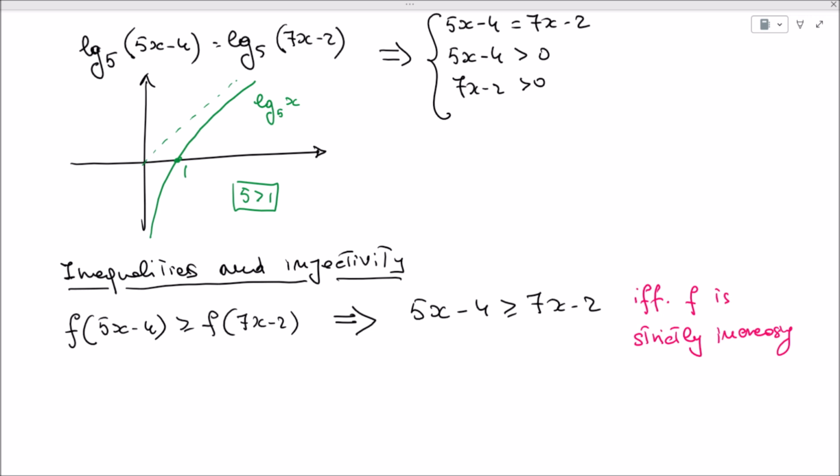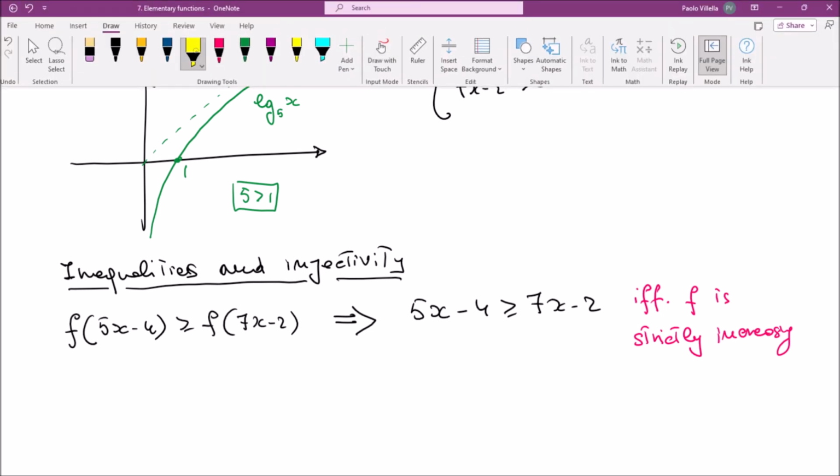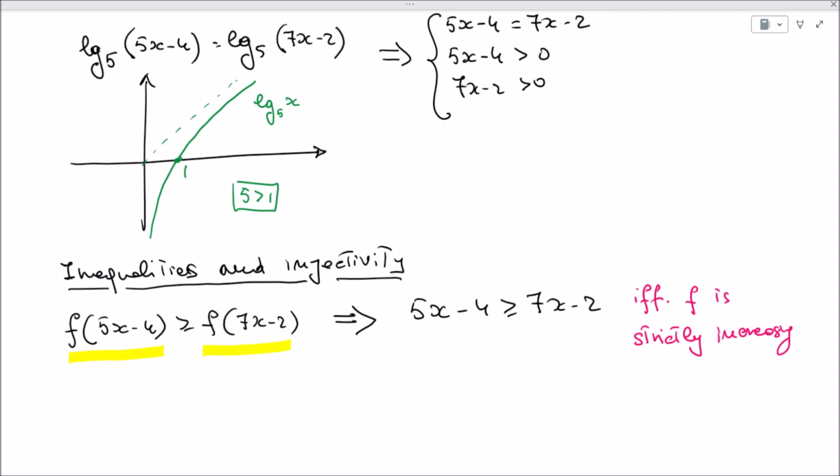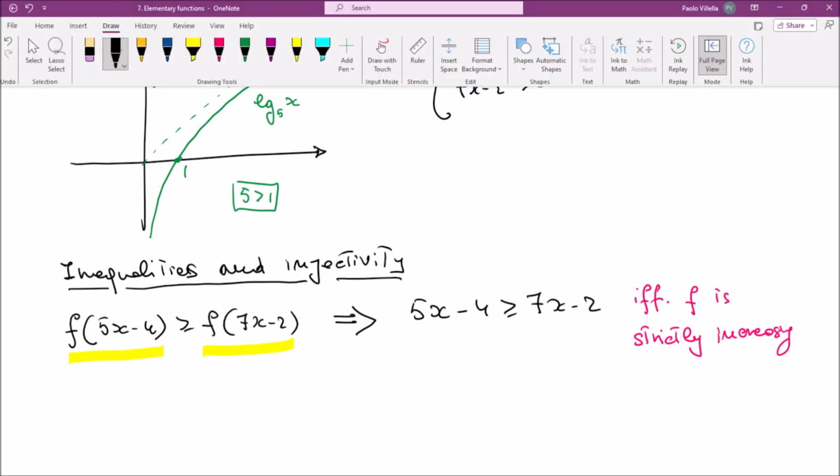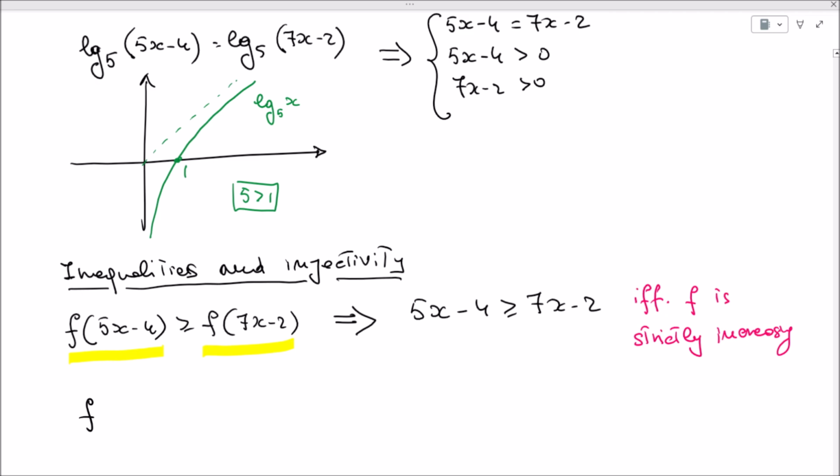Right? So, in other words, from the initial inequality, we can eliminate f and just work on the arguments of f only if we know that f is strictly increasing. In fact, just reminding ourselves what the definition of a strictly increasing function is: if f of a is larger than or equal to f of b for a strictly increasing function, that implies that a is larger than or equal to b. Okay?